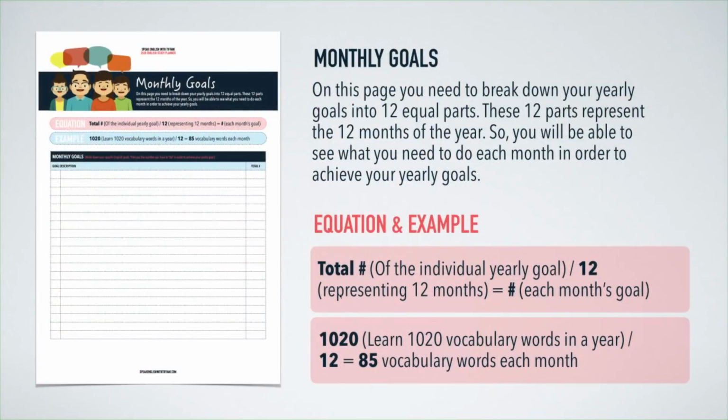So again, I said you already have your yearly goals. Now you need to divide them by 12, representing the 12 months. So let me show you the equation, all right? So look at the bottom right here. We have equation and example. So total number of the individual yearly goal divided by 12, representing 12 months, equals the number you need to do each month. So at the bottom, I put 1,020 vocabulary words in a year, and divided that by 12 means I need to memorize 85 vocabulary words each month.